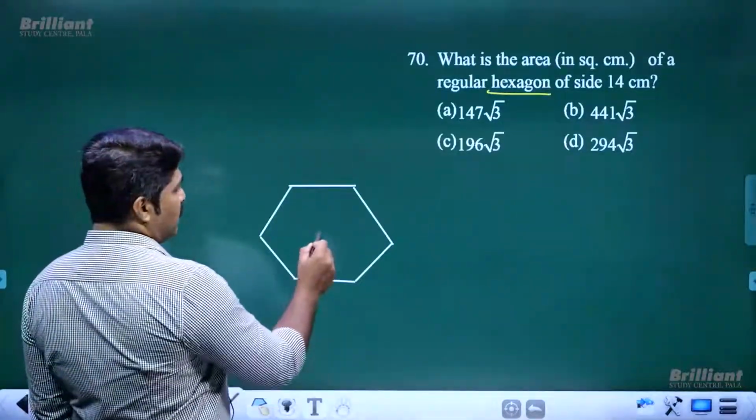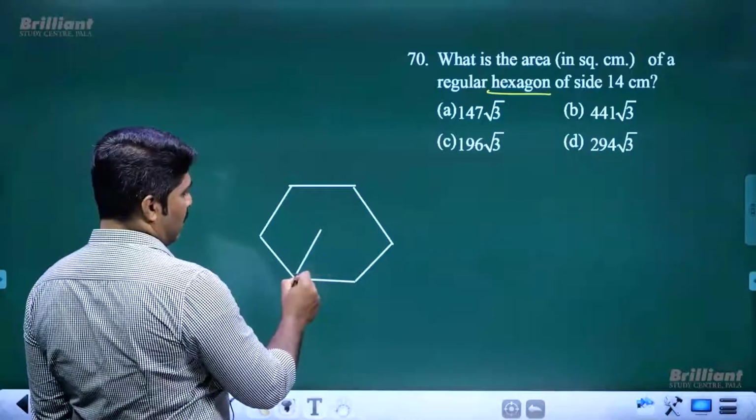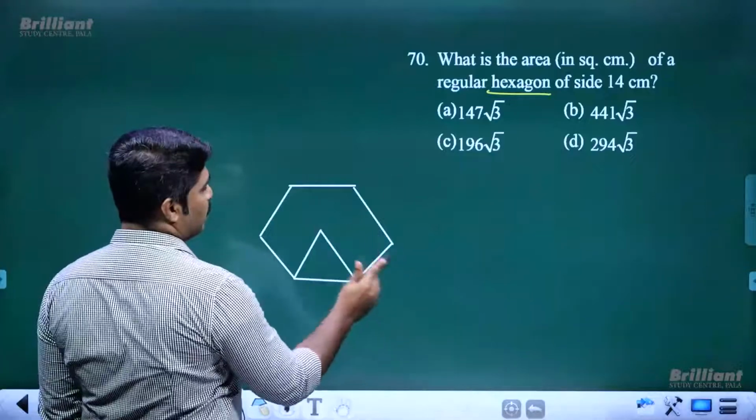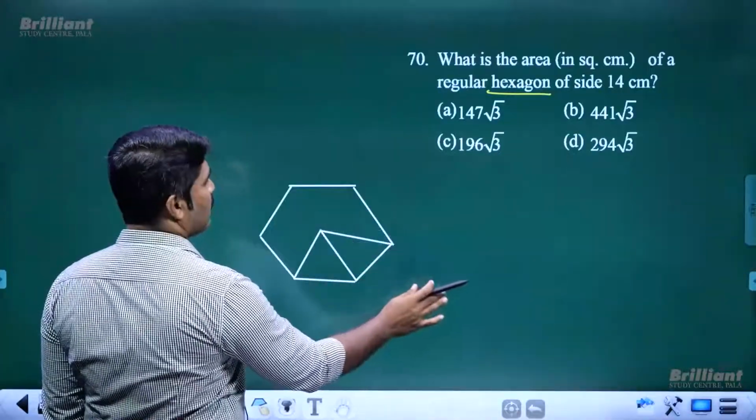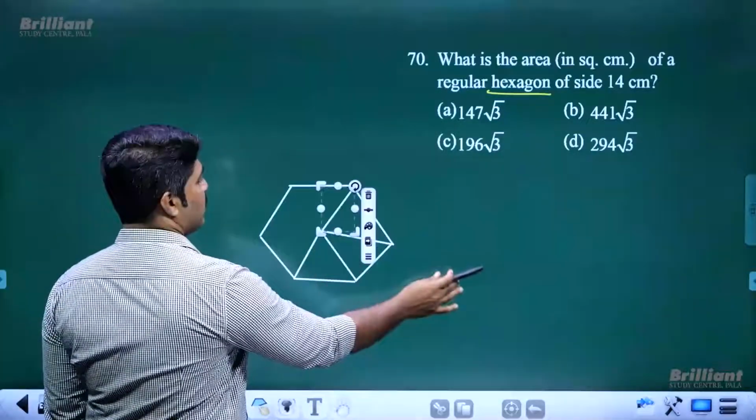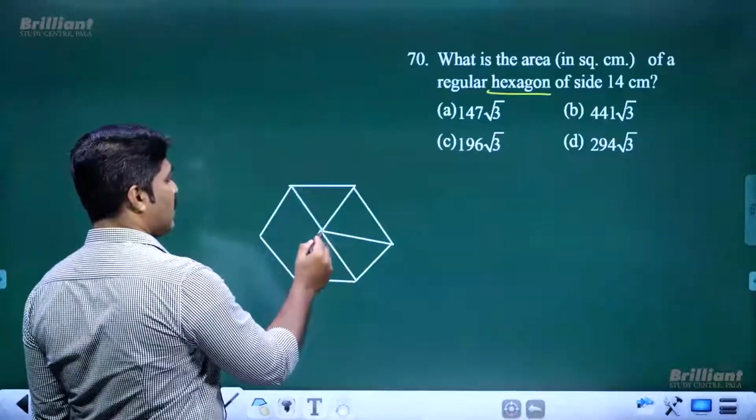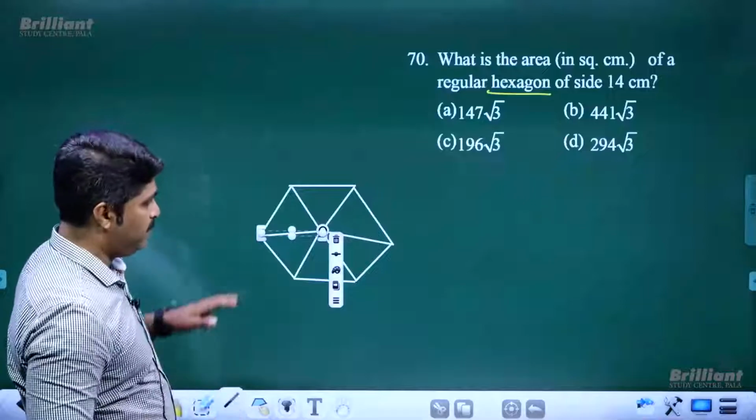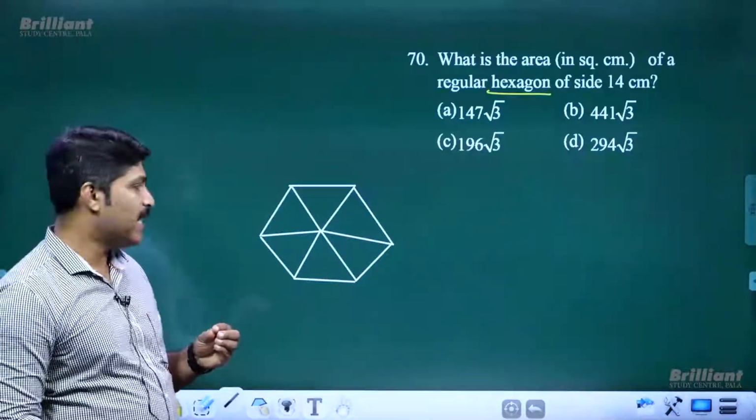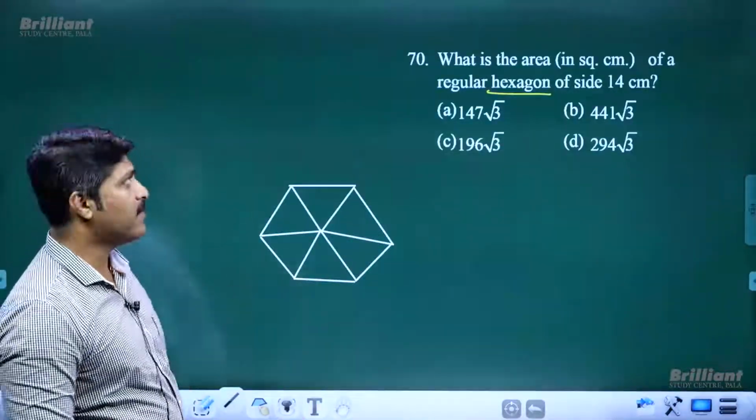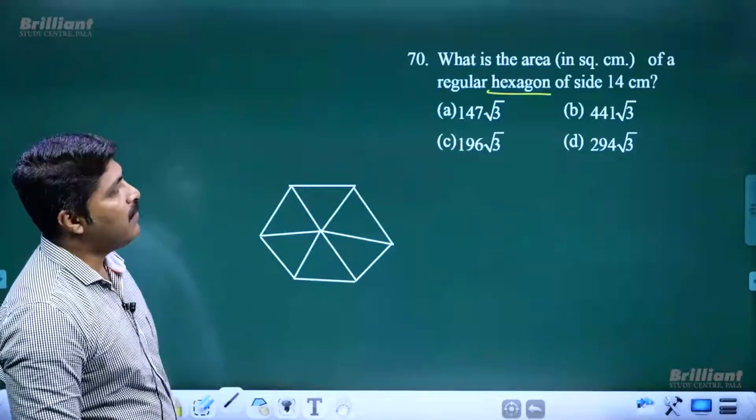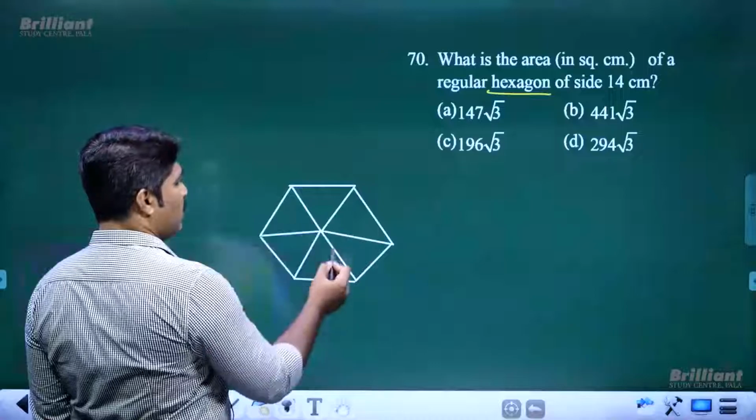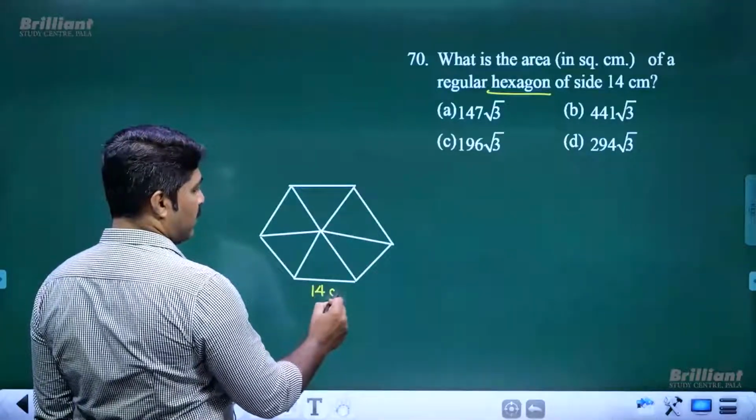And these 6 sides we can consider from the center here, and split it into 6 equilateral triangles. It will be like 6 equilateral triangles. That's the trick behind such a question. A regular hexagon we can split into 6 equilateral triangles. Its side is equal to 14 centimeter, as given.